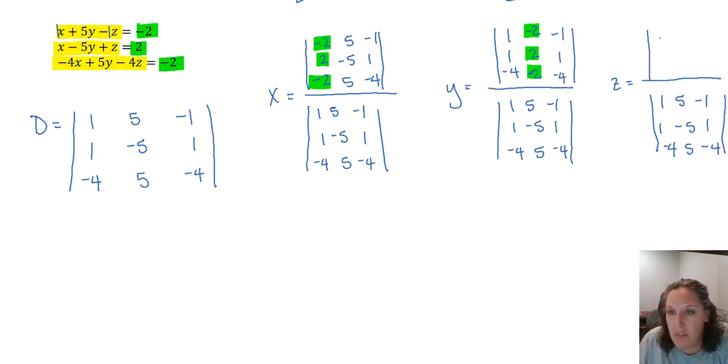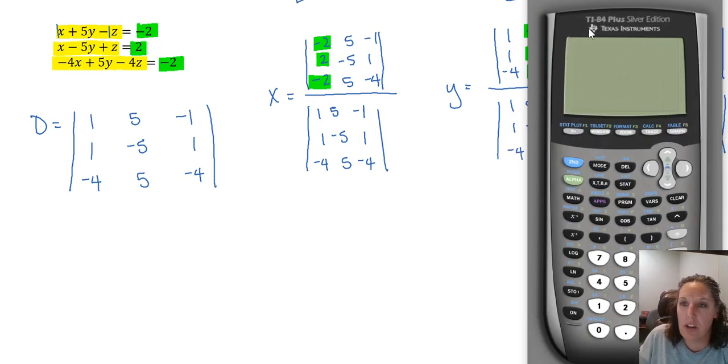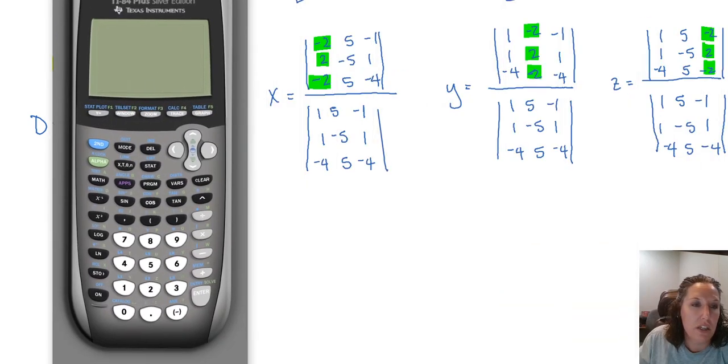And then same thing for the z's. Now we're just going to replace our z coefficients with the constants. So our x and our y are going to be the same as below. The only thing that's going to change is that now our z's are going to be the constants, negative 2, 2, and negative 2. All right, let's go ahead and use a calculator to find these determinants.